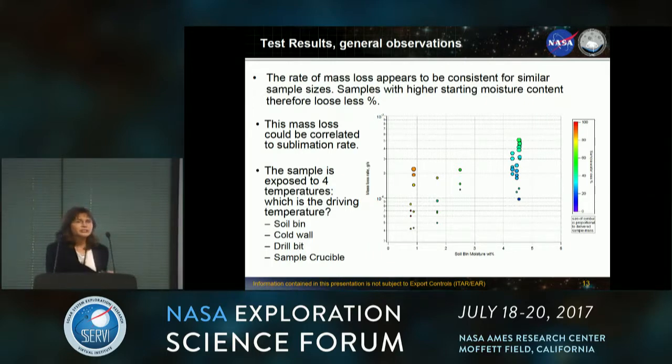But the open question is, what is the driving temperature for the sublimation? So over the course of our sampling procedures, we're exposed to at least 4 different temperatures. We've got the temperature of the soil bin to start. We've got the temperature of the drill bit. We've got the temperature of the environment, or that cold wall temperature, and then finally the temperature of the crucible. And those are all different.